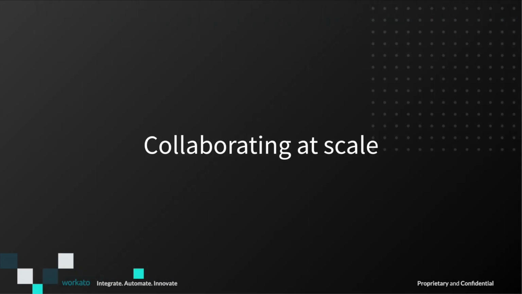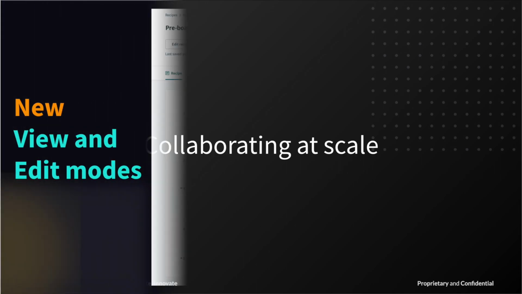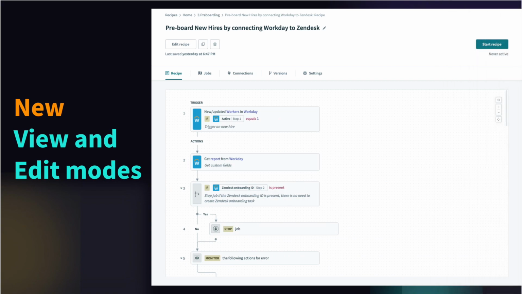Collaborating on projects often requires multiple Workato chefs to be able to make changes to the same set of recipes. We are introducing a new set of safeguards that makes it easy for multiple chefs to collaborate and prevent unintended changes. The fifth feature is view and edit mode.